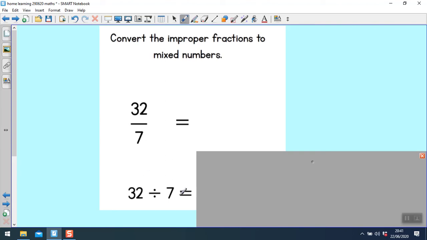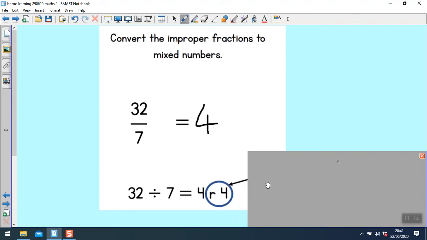So 32 divided by 7, counting sevens, 7, 14, 21, 28, 35's too many, so it was 4 whole ones. So we write 4 whole ones. And how many is left over? 7 fours were 28. What do you add to 28 to get to 32 to find your remainder? 28 in your head, 29, 30, 31, 32. So it's 4 remainder 4.